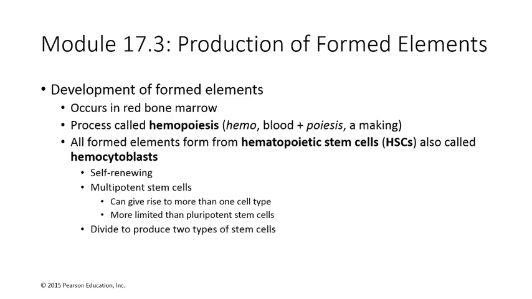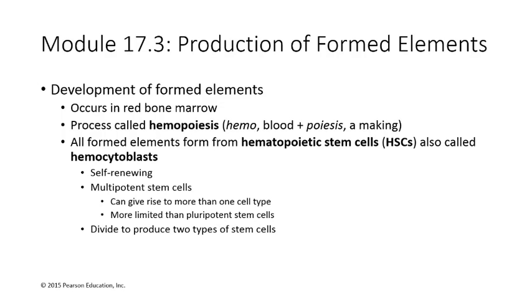Okay, so how are these formed elements made? All of the formed elements, white blood cells, red blood cells, and platelets are all made within the bone marrow. The overall process of making blood is hemopoiesis. Remember that hemo means blood, poiesis is the formation or the making of something.